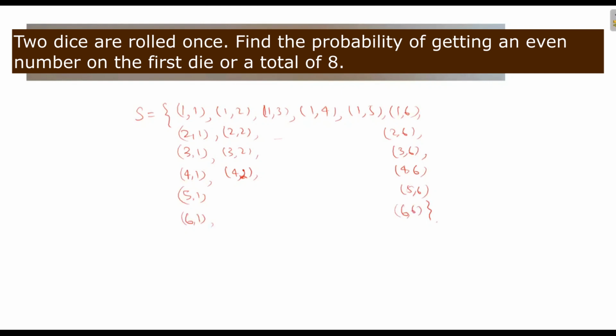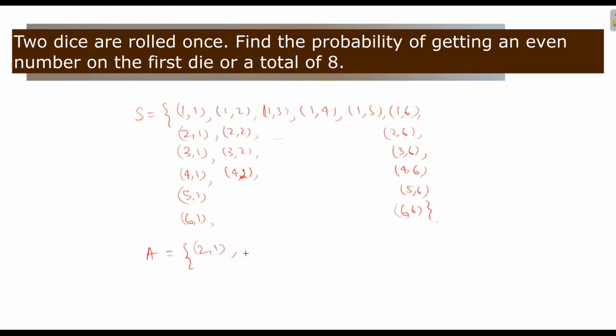Then they are saying that find the probability of getting an even number on the first die. They're talking about an even number on the first die. Okay. So let's talk about that as my event A, and a total of 8, right? So first event is A, getting an even number on the first die. So what will be my event A? Can you tell me looking from here, getting an even number on the first die?